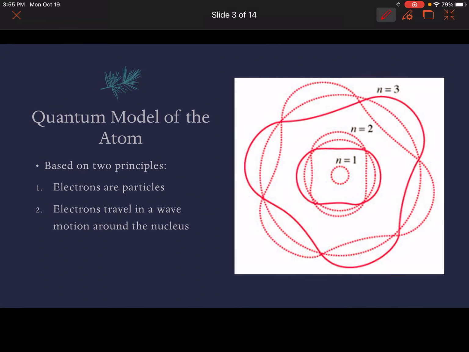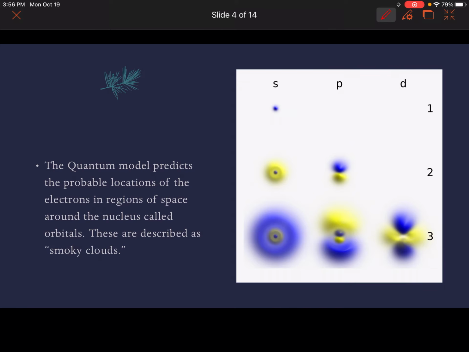Okay, so quantum model of the atom. We've got the quantum model, and this is going to allow us to make predictions about where electrons are. Now, it's based on two principles. The first is that electrons are particles, and the second is that electrons travel in a wave motion around the nucleus. So we've got our nucleus here, and as you can see, we have these wave patterns moving around the nucleus. Now, the quantum model predicts the probable locations of the electrons in regions of space around the nucleus that are called orbitals.